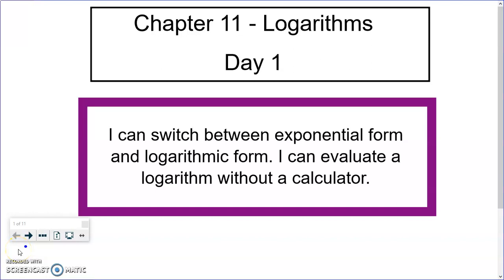In this new chapter, we're going to talk about logarithms. Today, day one, our learning target is I can switch between exponential form and logarithmic form. I can evaluate a logarithm without a calculator.